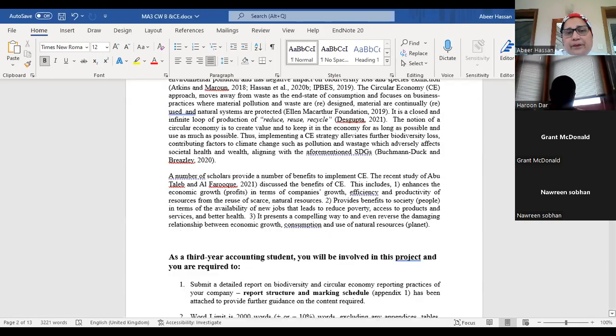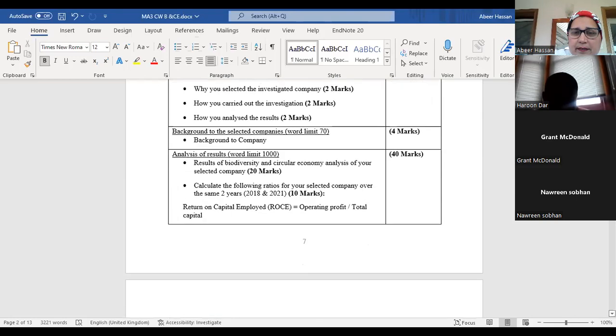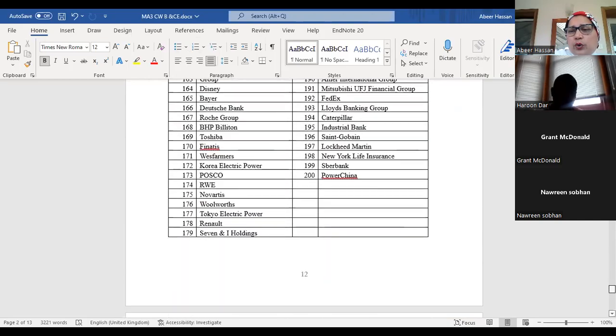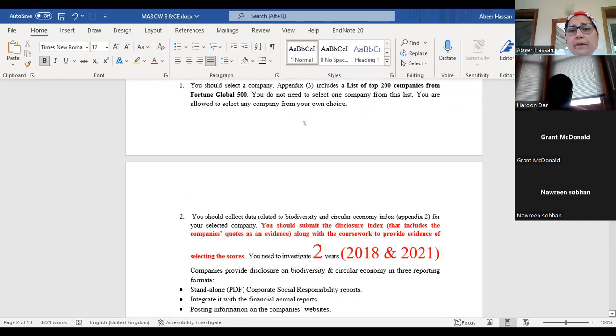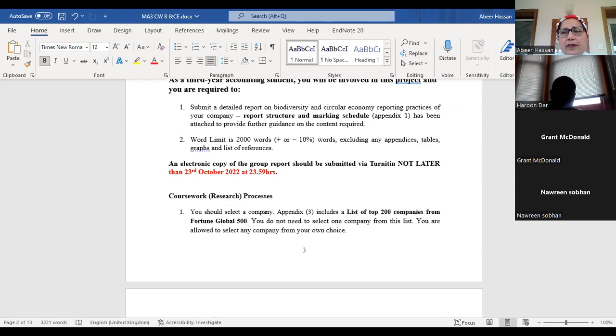What you really need to do: you read about biodiversity, you read about circular economy, you understood it, and now you want to select a company. I have given you a list of the top 100 companies here. Pick whatever you want, or select your own company, because I have received a number of emails over the last week saying, can I pick this? Can I pick that? Yes, you can pick any company. And once you decide on the company, that's it, full stop. Do not come back after 2 weeks and change the company.